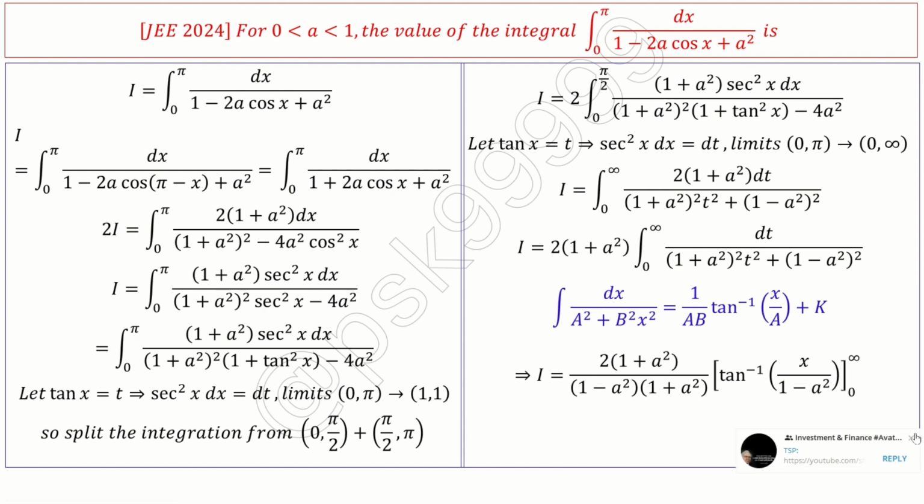This is nothing but I equal to 2 times (1 plus a square) divided by ((1 minus a square) into (1 plus a square)) tan inverse of t by (1 minus a square), and the limits are from 0 to infinity. If you apply the limits here, you will get 2 by (1 minus a square) into (pi by 2 minus 0). So the answer is pi by (1 minus a square). This is the answer. Next.